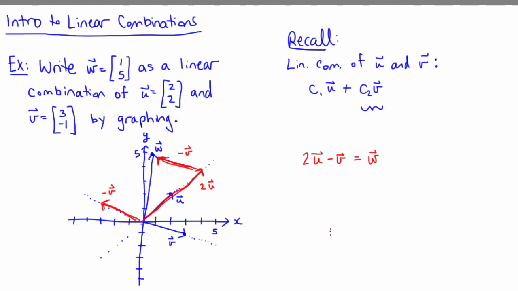So we have solved the problem by graphing, or we solved it geometrically if you want to say it that way. If you want to check your answer algebraically, you could write 2 times the vector 2, 2 minus the vector 3, negative 1, and just check that that does equal the vector w, which is supposed to be 1, 5. And yes, indeed, that does work. Later on, we'll see how to solve this problem algebraically, meaning without drawing the sketch.